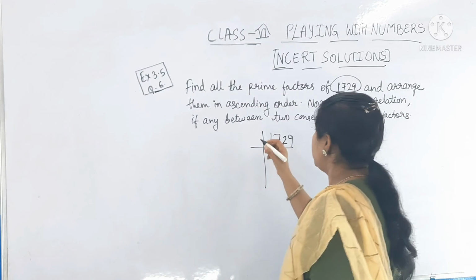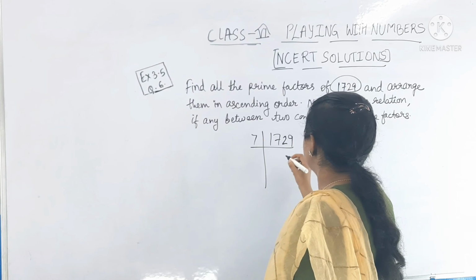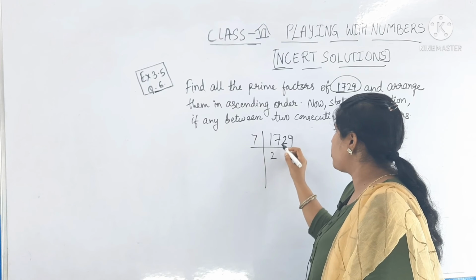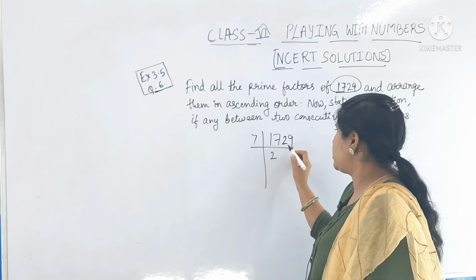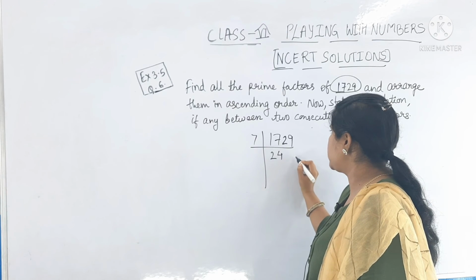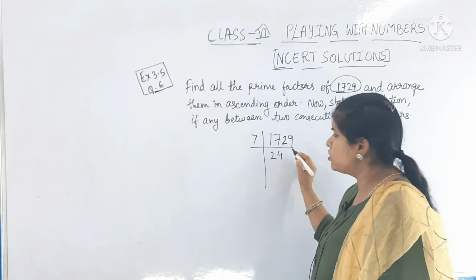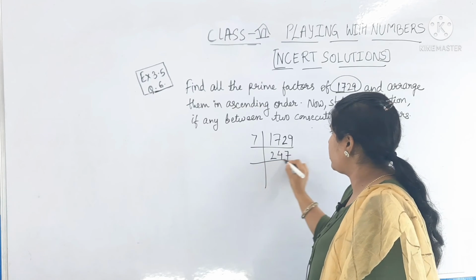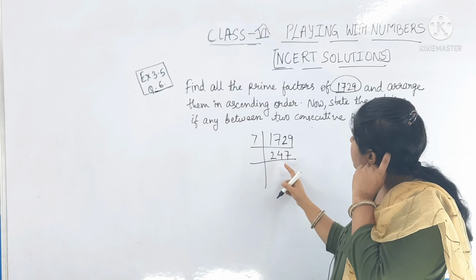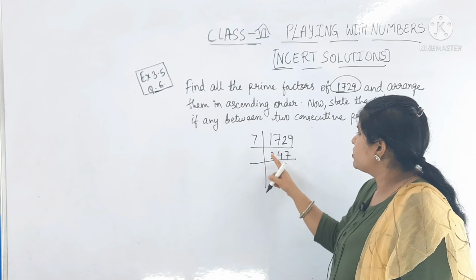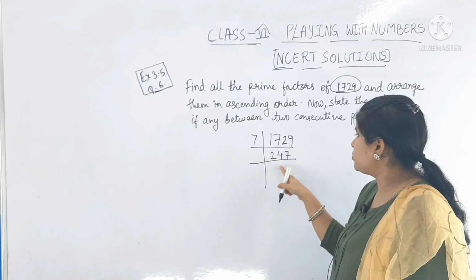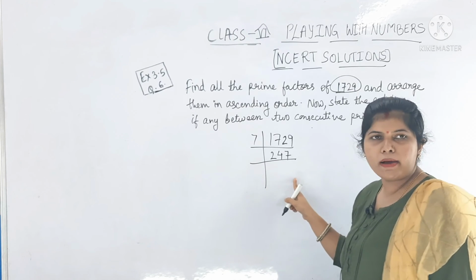So we will try 7 here. 7 2s are 14, 7 3s are 21. 7 4s are 28, and so on. I am getting 49 here. So 7 7s are 49. Now let's check whether it can go by 7 again. It will not go by 7. 7 3s are 21. So 37 is coming. It will not go by 7.